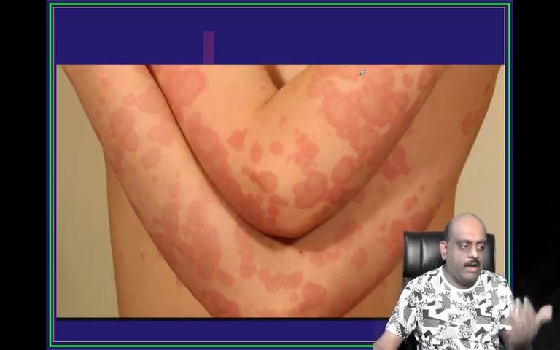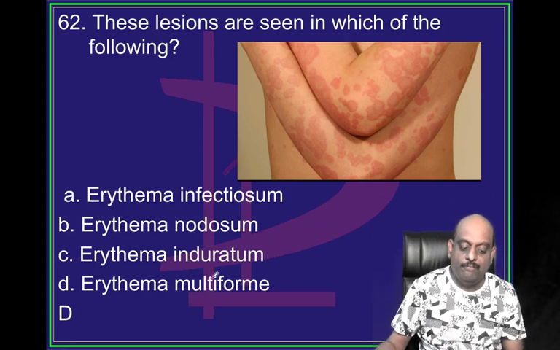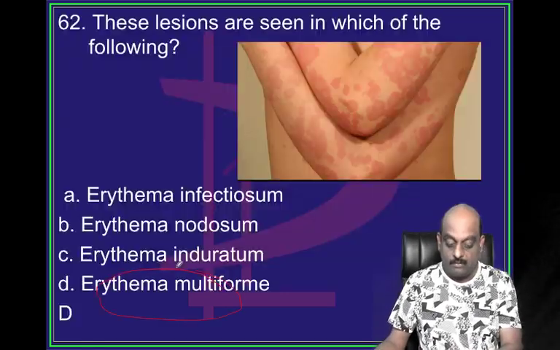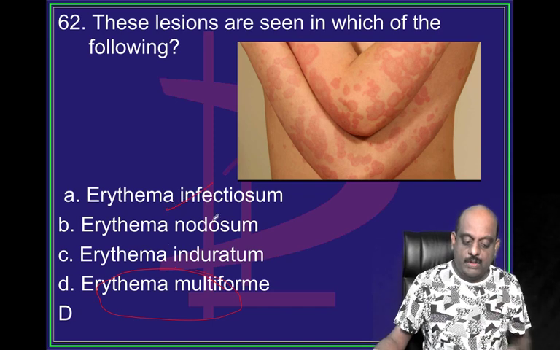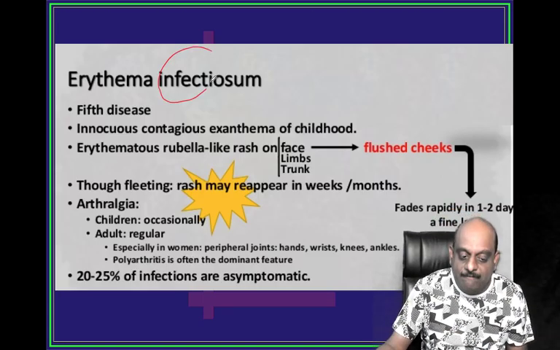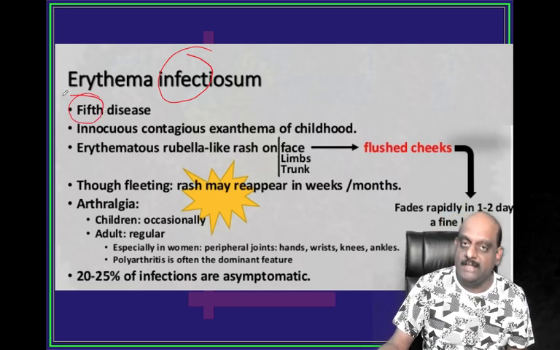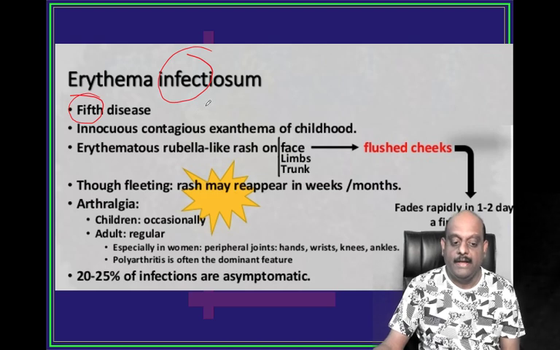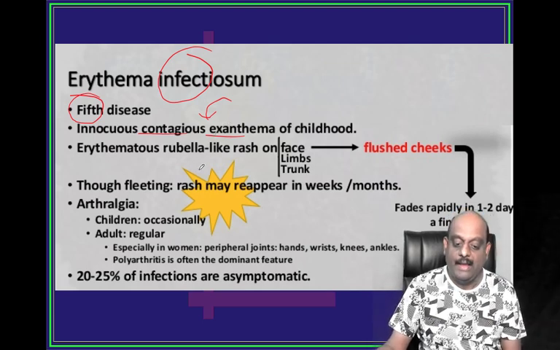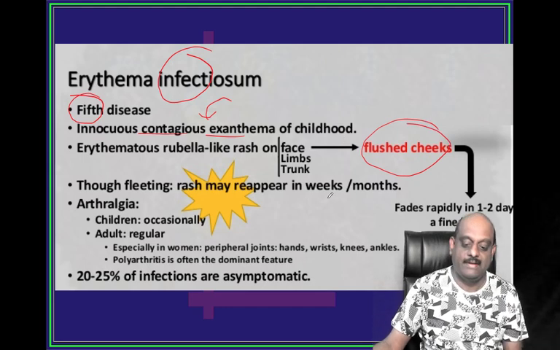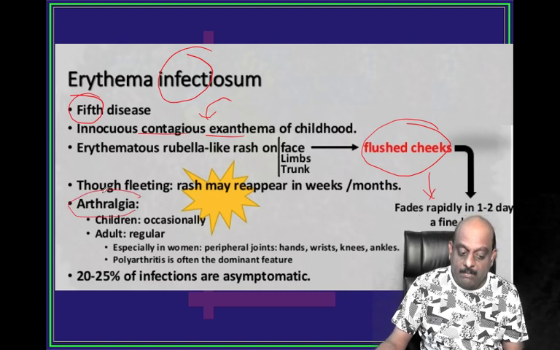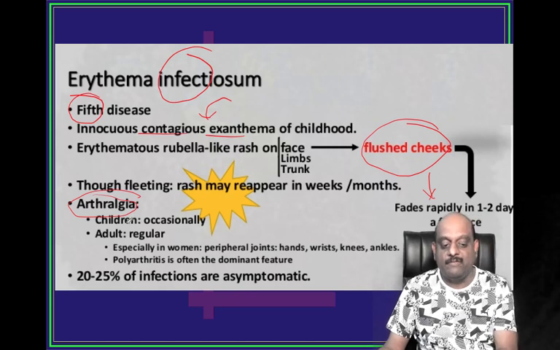So every time foreign medical graduate exam, you can see how frequently erythema multiforme is being asked as an image based question. Now the options given in this are infectiosum, nodosum, induratum. Shall we have 2-3 comments about each of them? Why not? Erythema infectiosum, isko kya bolte hai, doctor? Fifth disease. It is an innocuous, contagious exanthem of childhood. And flushed cheeks. And the rash will fade rapidly in 1 to 2 days. And there can be development of arthralgia in case of erythema infectiosum.